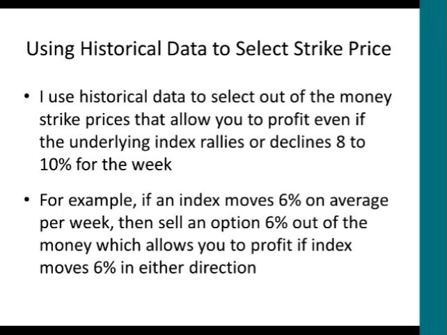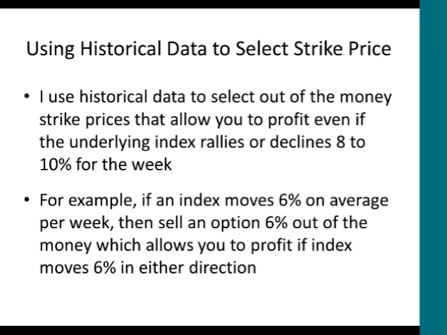And what I did is I used historical data to select these out of the money strike prices. So if you use out of the money strikes, you can profit even if the underlying index rallies or declines 8 to 10% for the week. So that gives you some room with these by selling out of the money options.